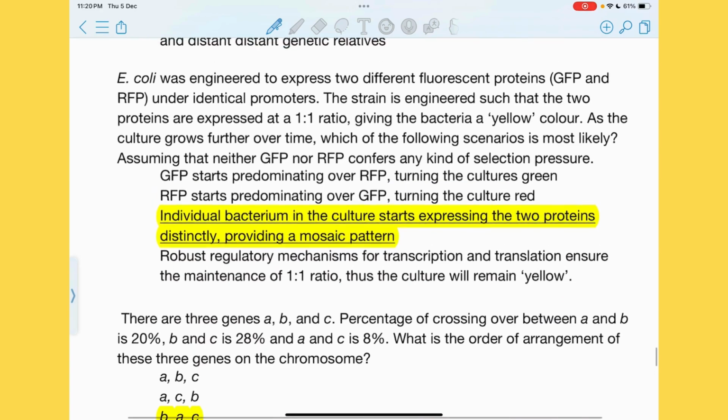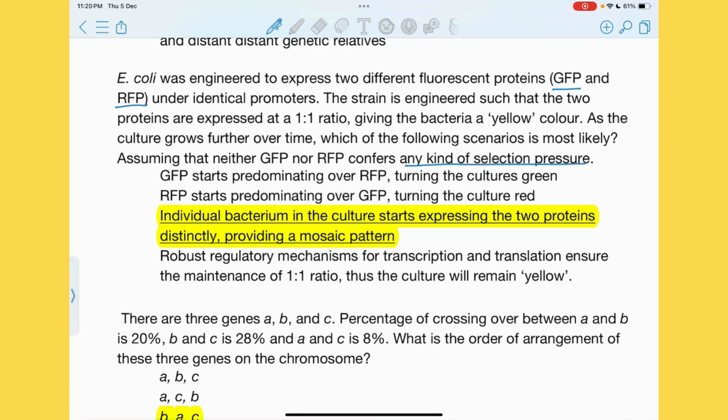The next question says, E. coli was engineered to express two different fluorescent proteins, GFP and RFP, under identical promoters. The strain is engineered such that the two proteins are expressed at a 1:1 ratio, giving the bacteria a yellow color. You know, GFP is the green fluorescent protein and RFP is the red fluorescent protein. As the culture grows further over time, which of the following scenarios is most likely, assuming that neither GFP nor RFP confers any kind of selection pressure?